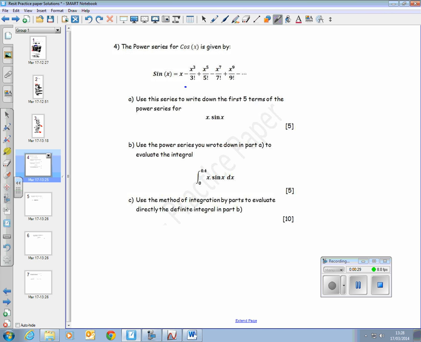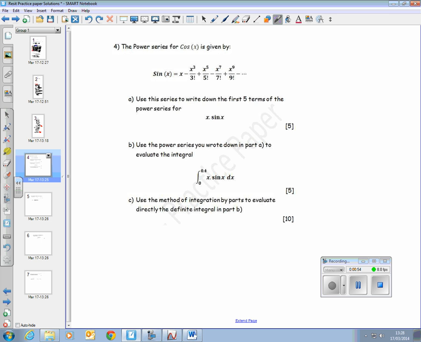But we can use this power series as a way to write down and help us to integrate something like this, which is not straightforward to integrate. We can do it. In fact, in part C, you're asked to try and do it using integration by parts. And so we'll have a go at that at the end. But the first step is to try doing it this way.